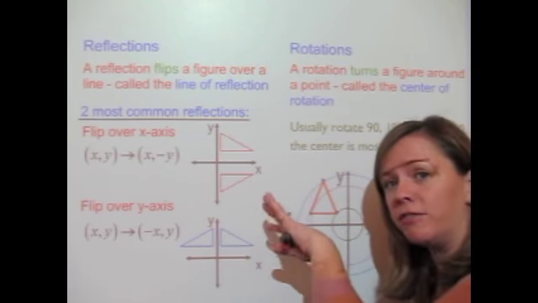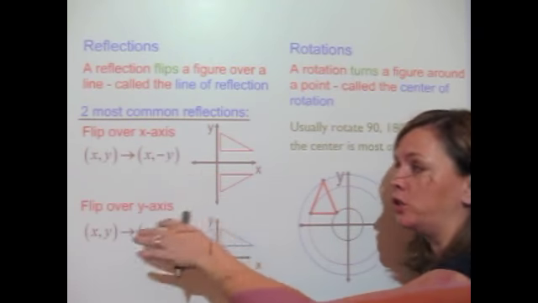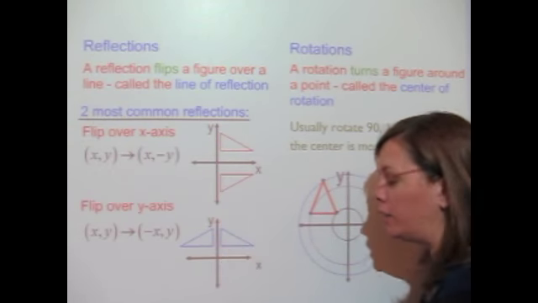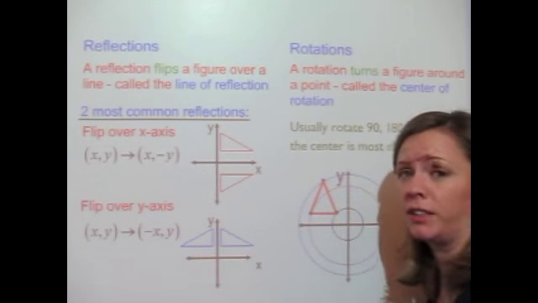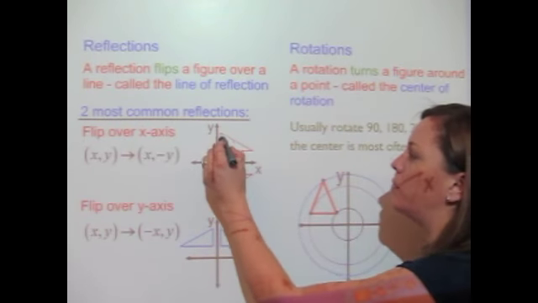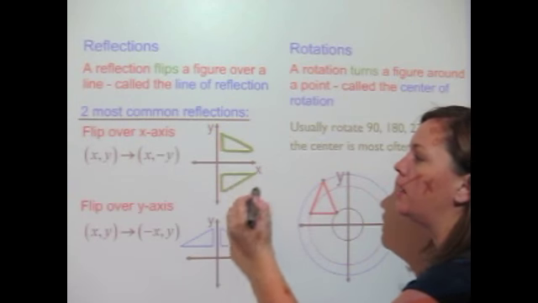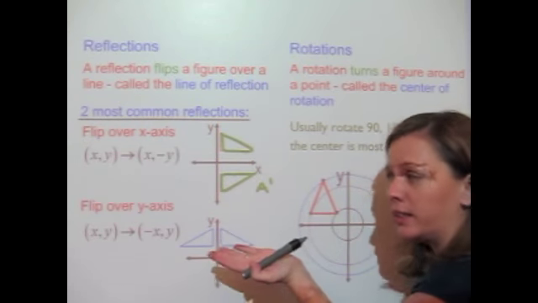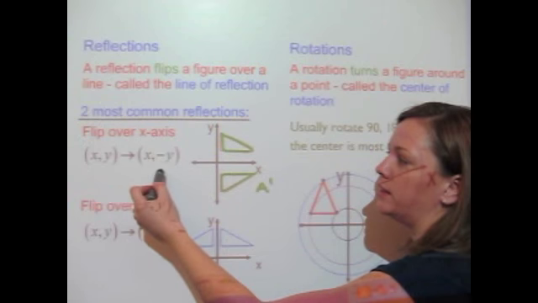A reflection is going to flip a figure over a line. Most of the time, you're going to see one of 2 reflections. You're going to either reflect over the x-axis or you're going to reflect over the y-axis. You can reflect over diagonal lines, but that's not as common. If you're reflecting over the x-axis, this is a diagram of what that looks like. So if this was my original figure here, and I reflected that, it kind of looks like it's upside down. The x coordinates of my new figure all stay the same, but my y coordinates are exactly opposite.